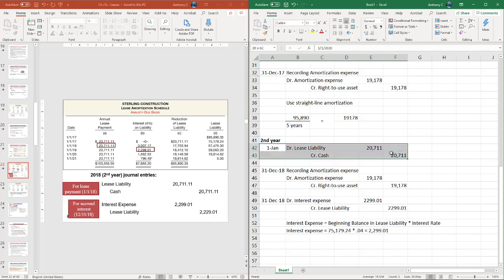Right, and then year over year, you'll follow the same process. The payment occurs at the beginning of the year. This stays the same. Amortization expense will stay the same, but your interest expense is going to change from period to period since we're using the effective interest method.